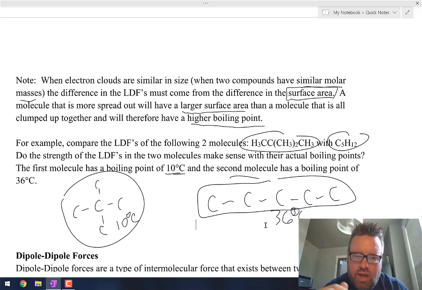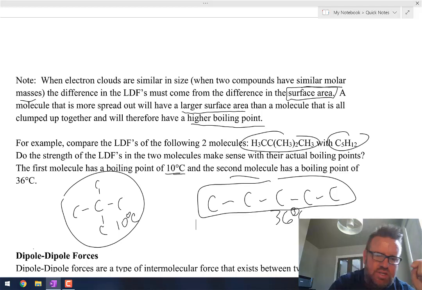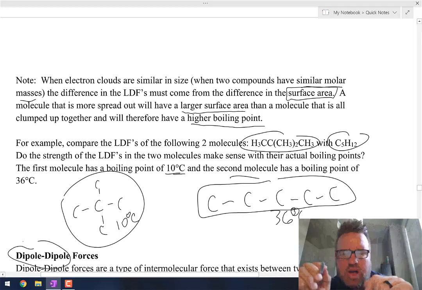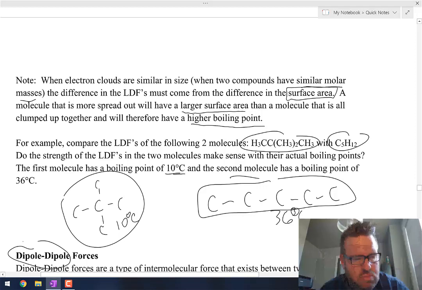We're going to see in our next video when we talk about the next one, you can see it right down here. We will talk about some times when London dispersion forces are stronger than this next one, and when they are not.